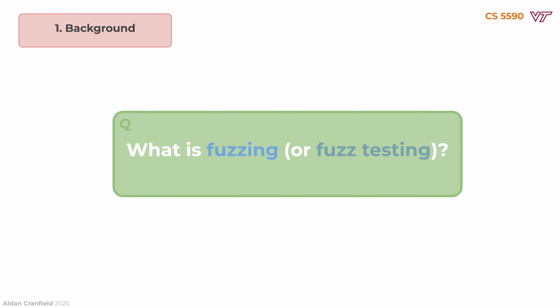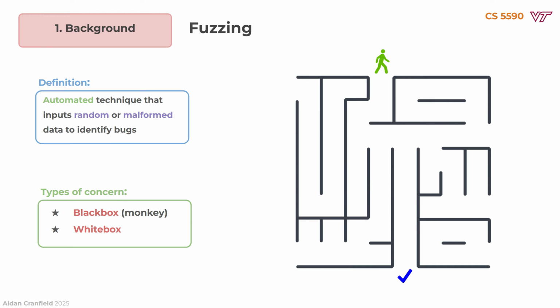Now, a question you may ask is, what is fuzzing or fuzz testing? And we'll answer this on the next slide. Put simply, fuzzing is an automated technique to identify bugs or vulnerabilities in code by inputting random or malformed data. There are two types of concern when relating to this paper: black box fuzzing and white box fuzzing.